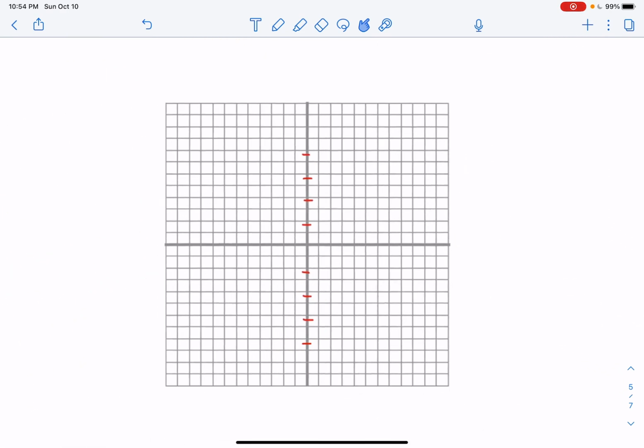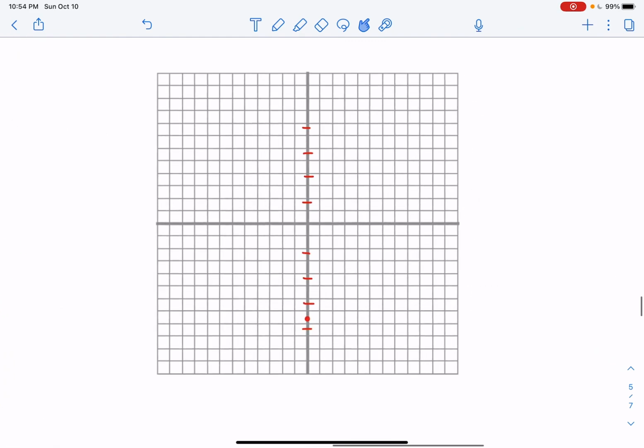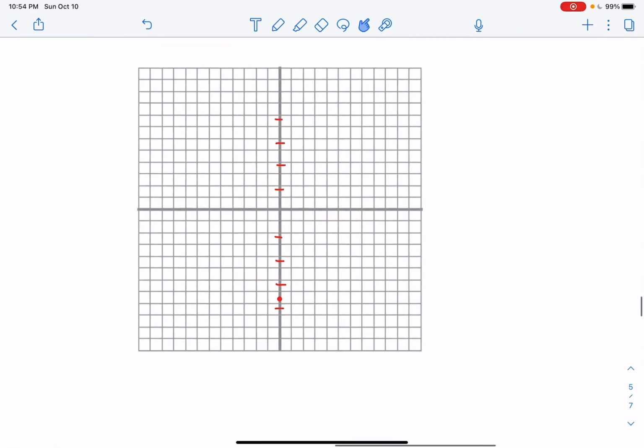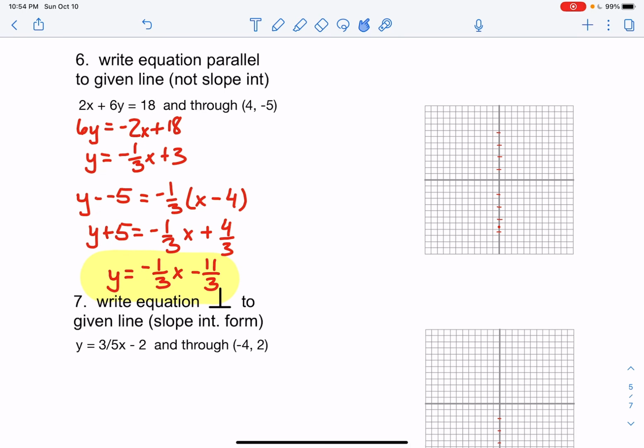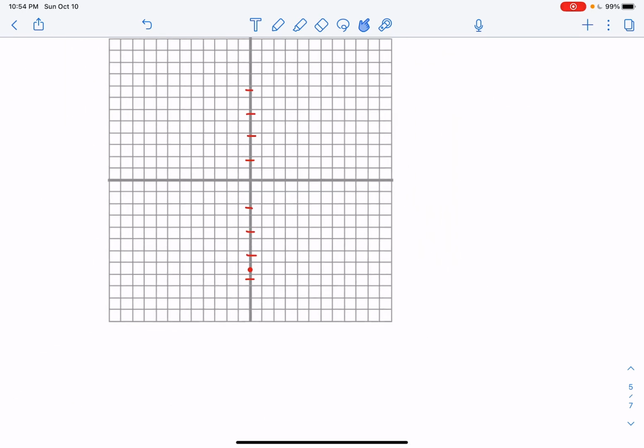So again, that's 2 2/3. I come over here, my y-intercept is -3 2/3, sorry. So I mark that. And then my slope tells me to go down 1, right 3. Down 1 and right 3. And I can connect the line there.